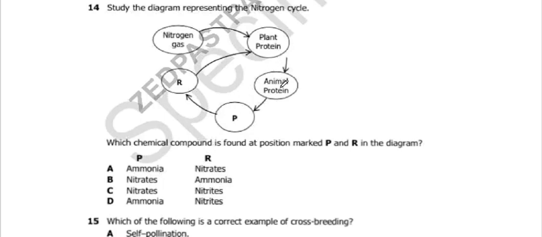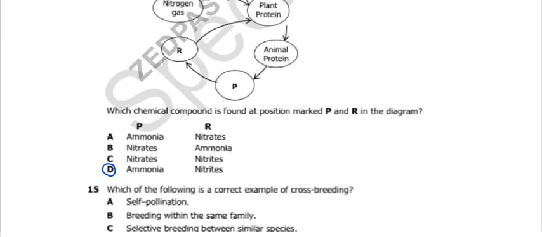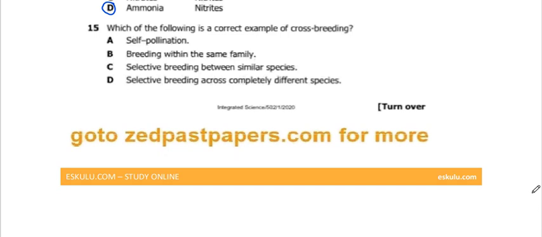So in the nitrogen cycle, the animal protein from the animals will be able to get ammonia, and this ammonia will then be converted, will then be transformed to nitrites, which will go back into the plant protein. So the correct answer therefore is ammonia at P, which we're getting from the animal proteins, and nitrites at ARA. And the correct option is D. We can move on to question number 15.